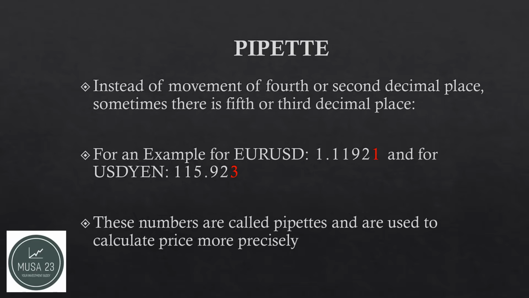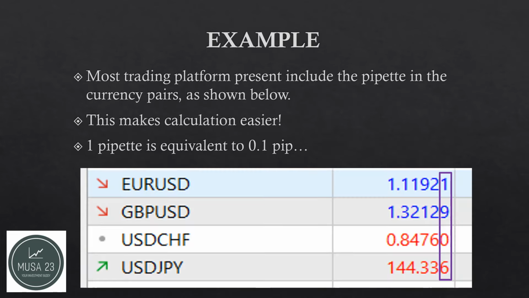And in most trading platforms, most price movements are presented in pipettes format. As you can see here, these prices are listed in the fifth decimal place. And as for Japanese yen currency pairs, you'll see a third decimal place as shown here. So 1 pipette is equivalent to 0.1 pip.